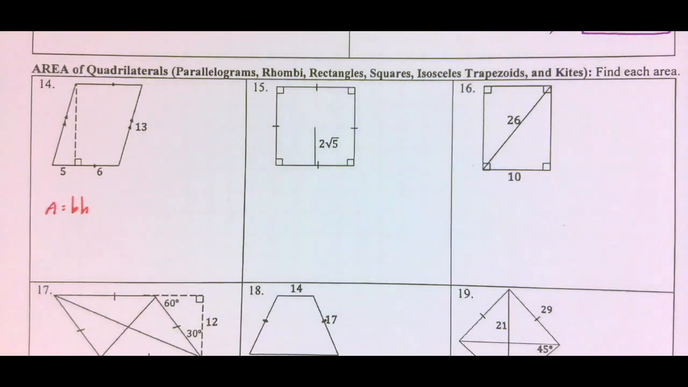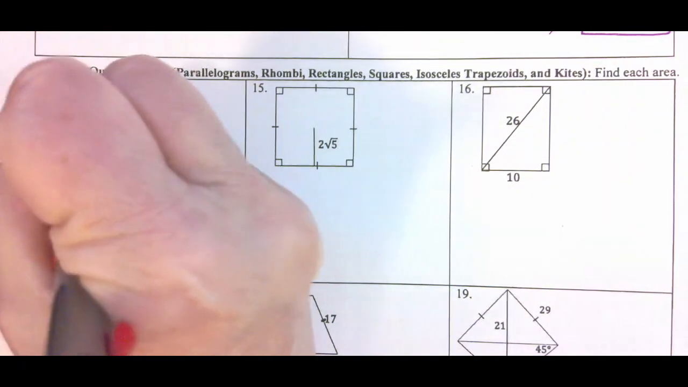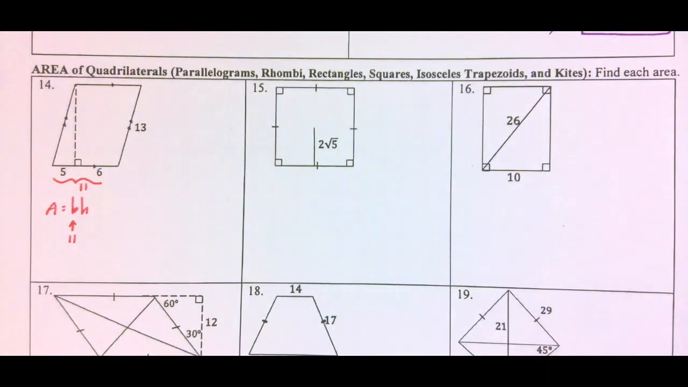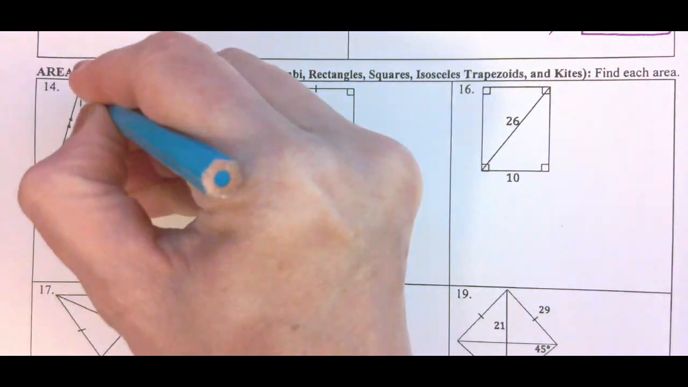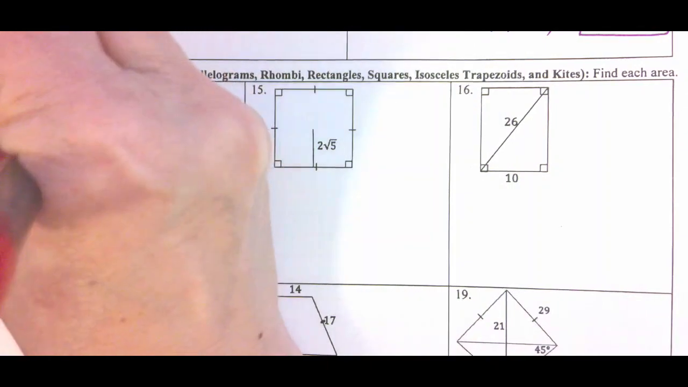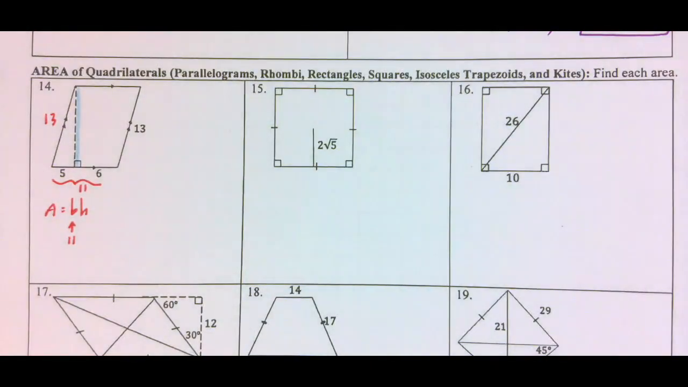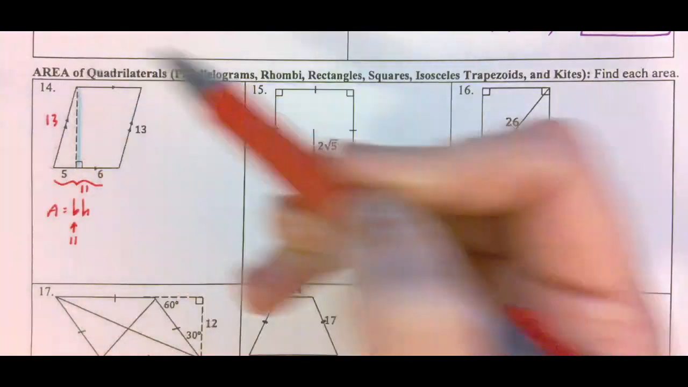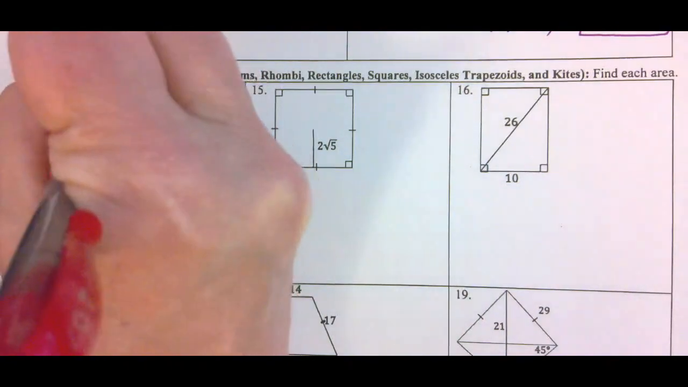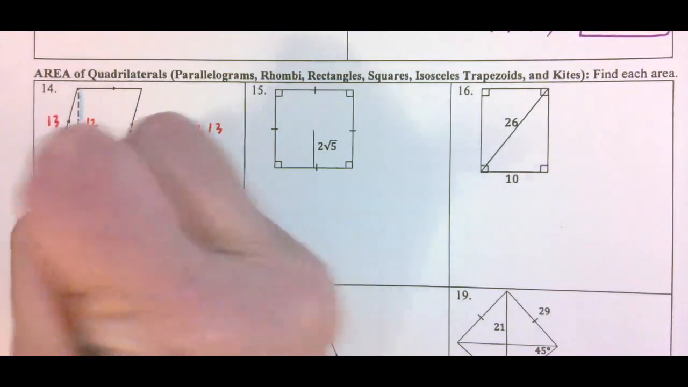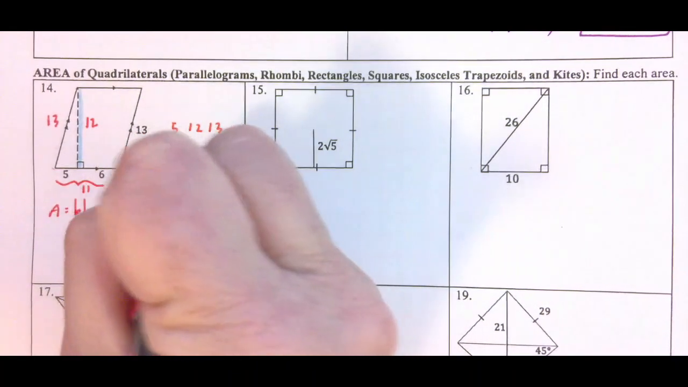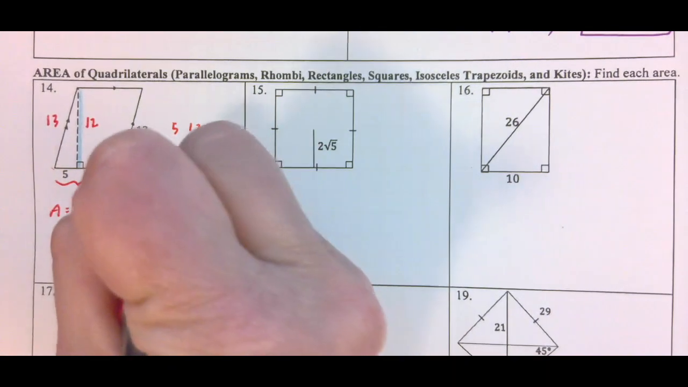So area is base times height. So here my base is 11. I can see that, but I don't know my height. My height is this perpendicular segment that connects those two bases. But if I look at what I have marked, I have a 13 right here. I must have a 13 here. So I can see that this triangle right here, this right triangle, is a common triple, right? It's a 5, 12, 13. So my height must be 12. So 11 is my base. My height is 12. That makes 132 square units.